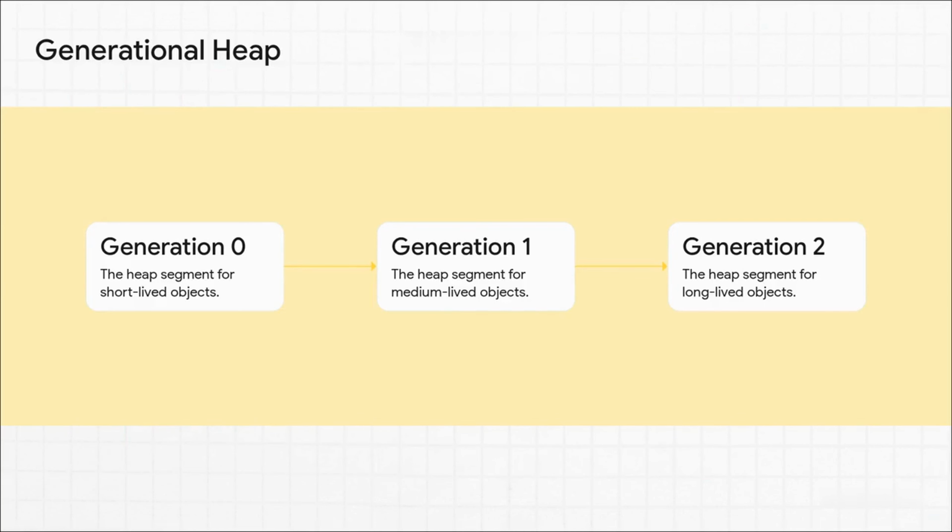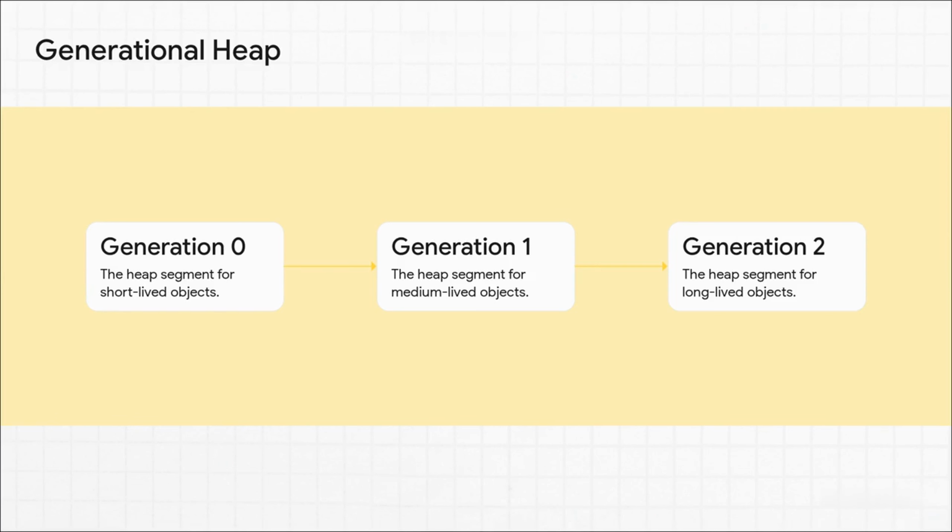Now, the GC is smart. It doesn't just clean everything all at once. It uses this really clever strategy based on a simple idea. Most objects don't live very long, so all your brand new objects get tossed into what's called Generation 0. Think of this like the little trash can right under your desk. It gets emptied constantly. Now, if an object survives that cleanup, it gets promoted to Gen 1. That's kind of like the main kitchen bin in the office. It gets cleaned out, but not nearly as often.